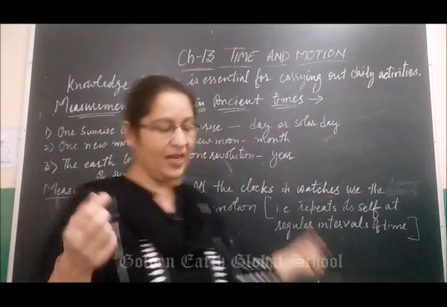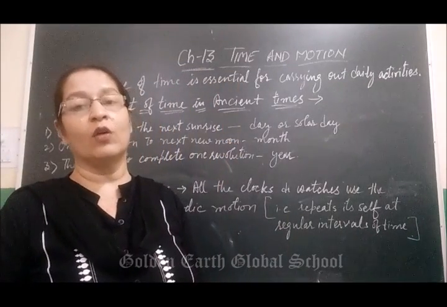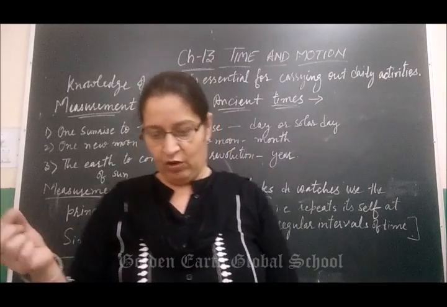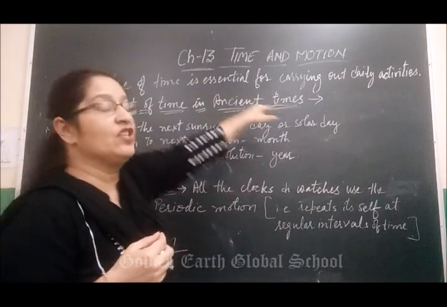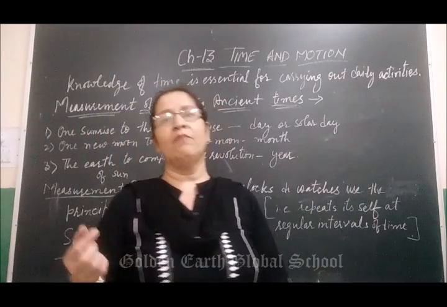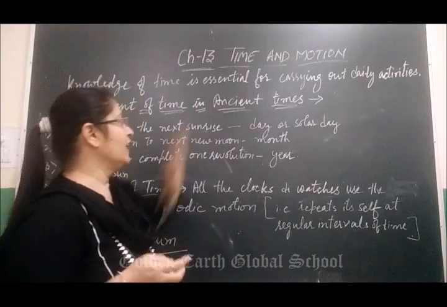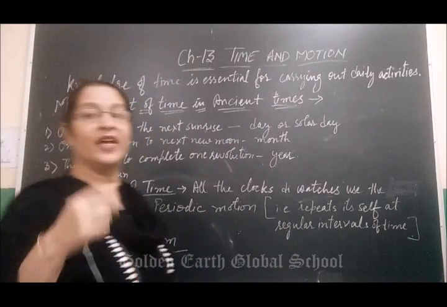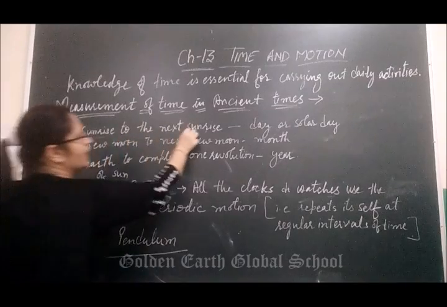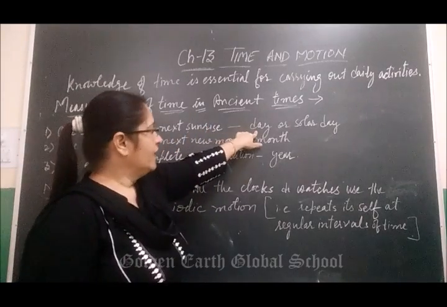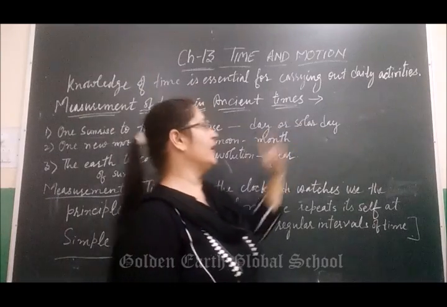The two devices we mainly use nowadays are the clock and the watches. Next is measurement of time in ancient times. How could people measure time in ancient times? In ancient times, one sunrise to the next sunrise was called a day, or a solar day.